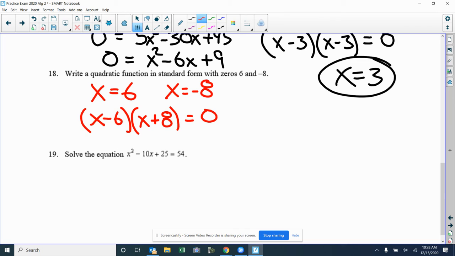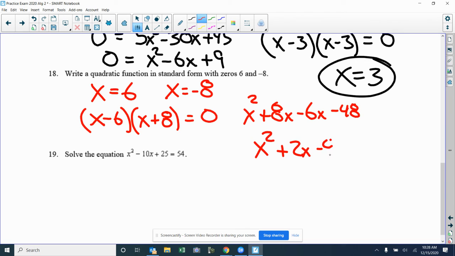X times x, x squared, plus 8x, minus 6x, minus 48. Completing that, we're going to add those middle terms, which are like terms. And there is my function of x with those as its roots.